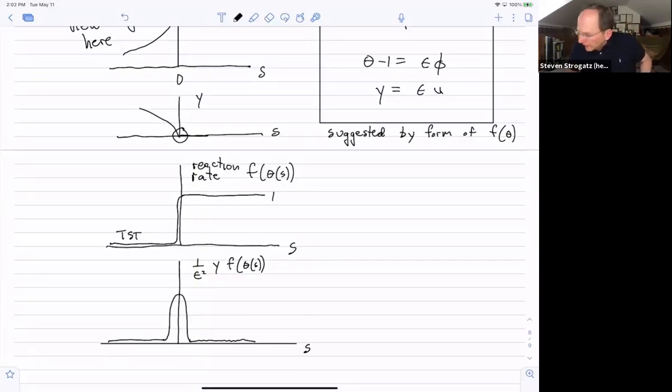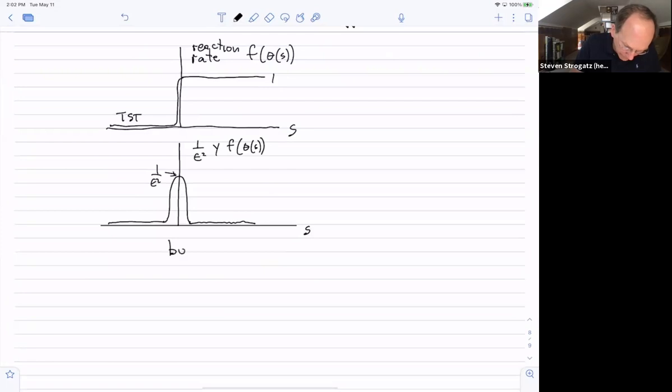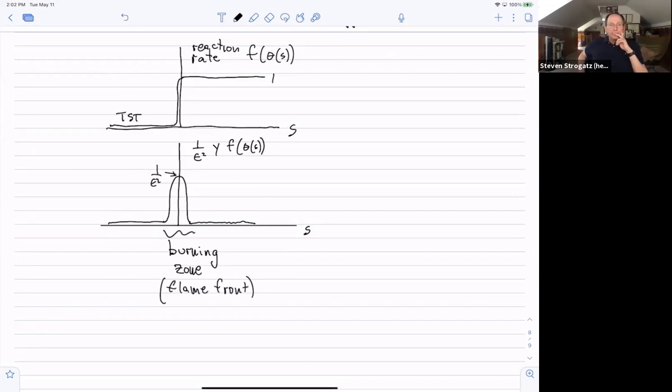Or actually, I don't know, maybe I should... not so sure it's on both sides of the axis. Maybe it's only on the front. But anyway, something kind of like that. By the way, its height is 1 over epsilon squared. So that could be big right there. Think of this as the flame front or the burning zone. So that's interesting. Okay, anyway, so that's the term.